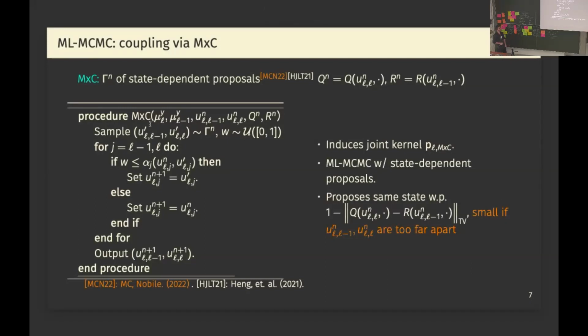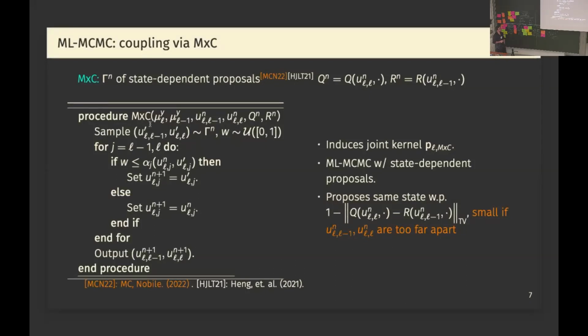Now, this induces, for notation that I might use later, a joint transition kernel ML-MCMC. And again, this is a multi-level MCMC with state-dependent proposals. So methodologically, it's a little bit different from Rob's algorithm or from Tim's algorithm in the sense that you don't always have to subsample or propose independently.